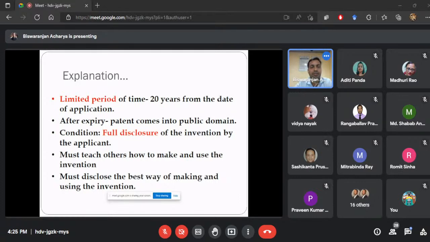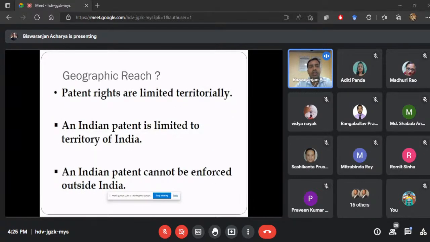Geographic reach: a particular territory. So patent rights are limited by territoriality. The Indian patent is limited to the territory of India. An Indian patent cannot be enforced outside India.